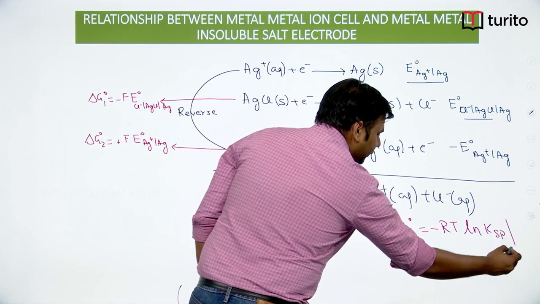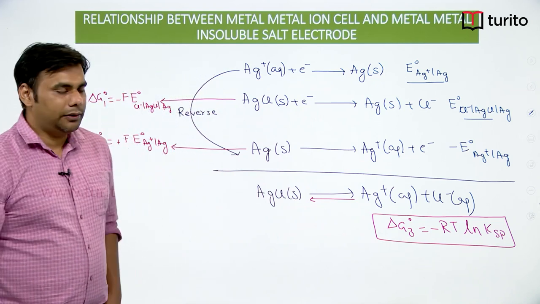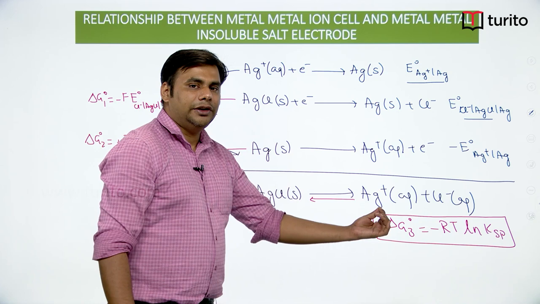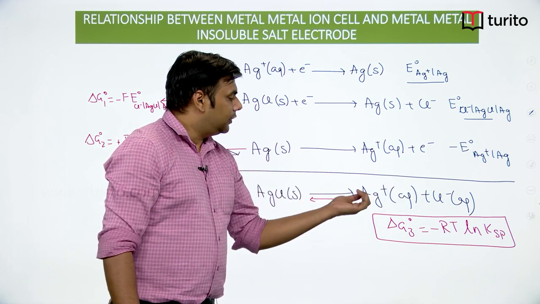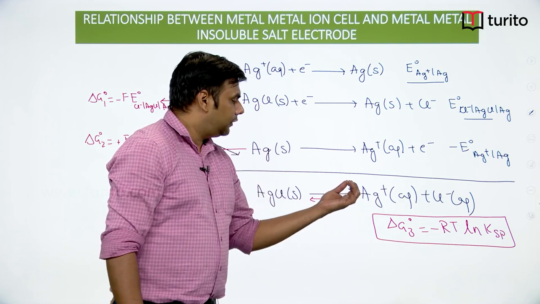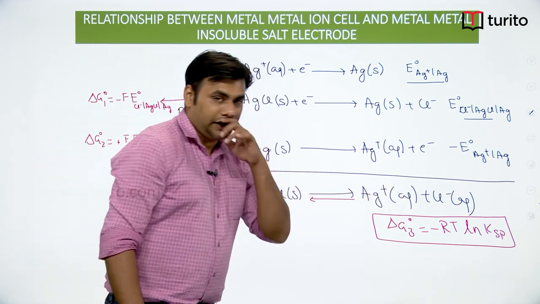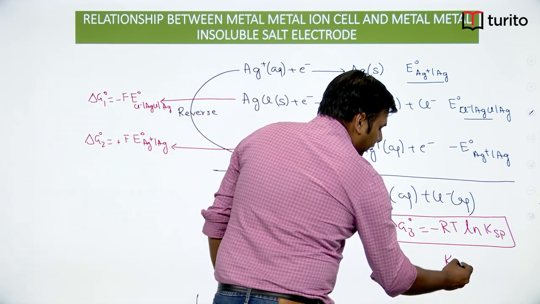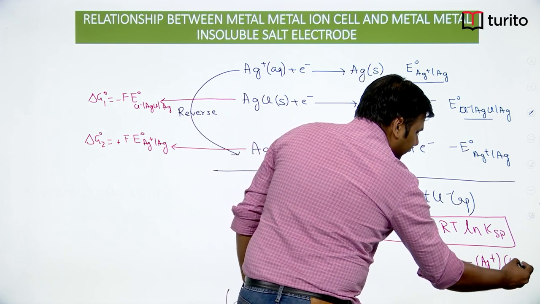Now, because the solution has attained equilibrium, the equilibrium constant of this would be concentration of Ag plus into concentration of Cl negative. Okay. Now, we know that the product of concentration of the cation and anion of a sparingly soluble salt is also equal to the solubility product. Okay. So, Ksp is basically the solubility product, that is concentration of Ag plus into concentration of Cl negative.